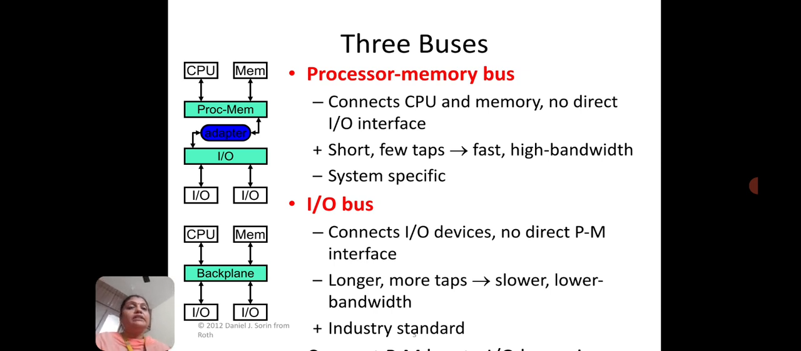Other than that, there are three types of buses. That is the processor memory bus, which connects CPU and memory, so no direct IO interface. And the IO bus, which connects IO devices, with no direct processor memory interface.